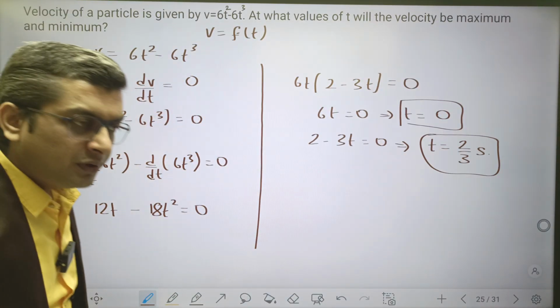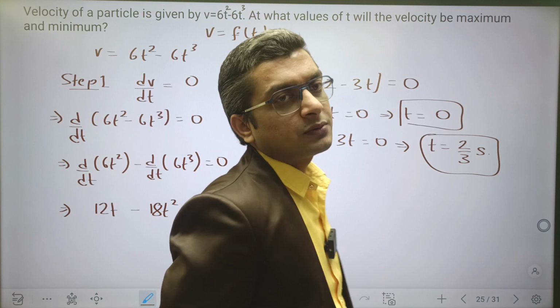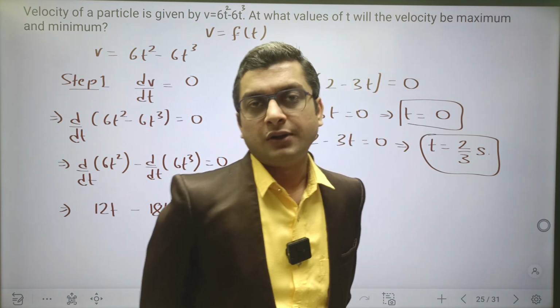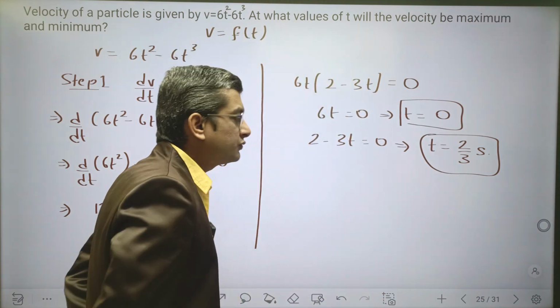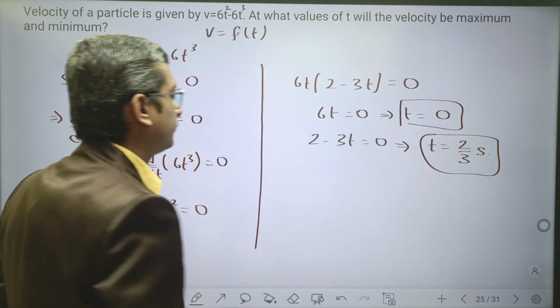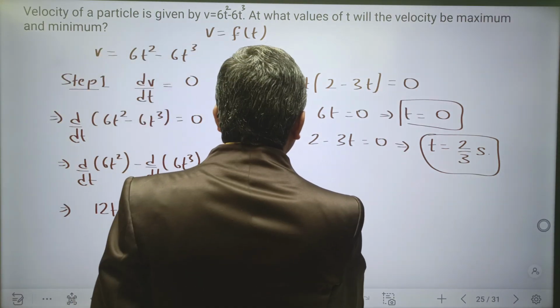It means that these two values correspond to the maximum and minimum value. So out of these two values, we have to choose which one corresponds to maximum and which one corresponds to minimum. So what we do, now we find step number 2.